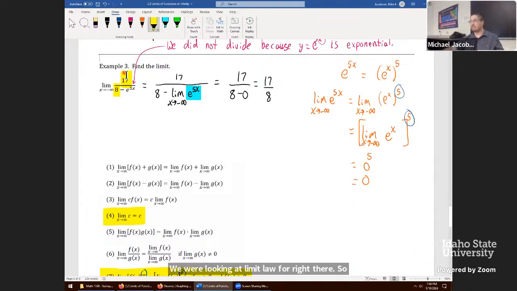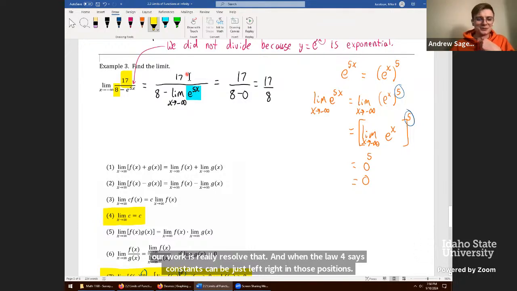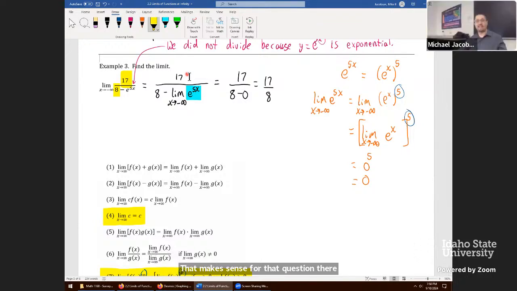So if it's just a constant, then we center our limit around the thing that actually varied, the thing that involved the variable x itself. So all of our work is really to resolve that. And limit law 4 says constants can be just left right in those positions. Does that make sense for that question there? Yeah, that makes sense. Thank you. Yep, you betcha. Thanks for asking that. Other questions or comments so far, folks?